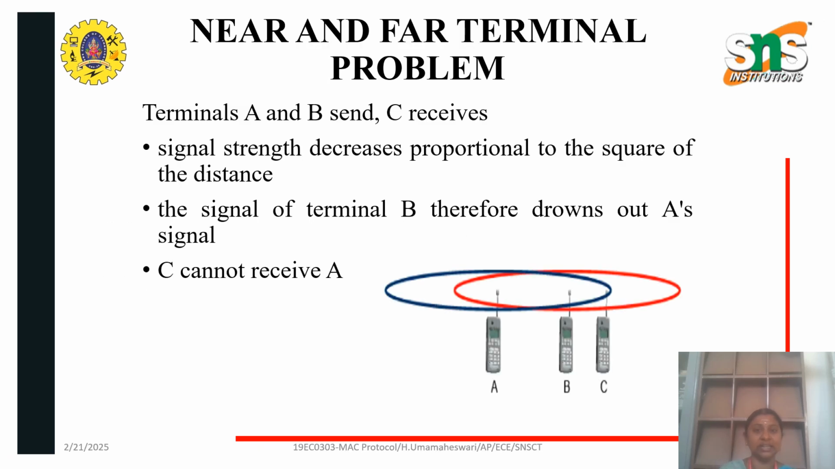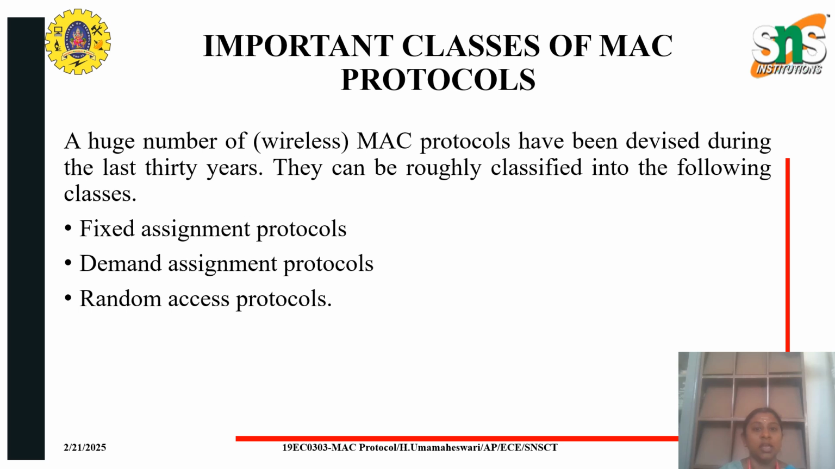So the near and far terminal problem. Terminals A, B and C, where A and B send, and C receives. Signal strength decreases proportional to the square of the distance. The signal of terminal B therefore drowns out A's signal. C cannot receive A. A huge number of MAC protocols have been devised during the last 30 years.